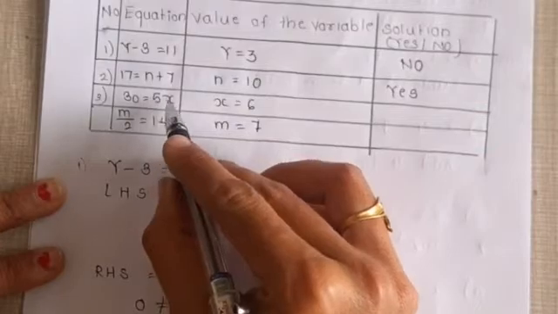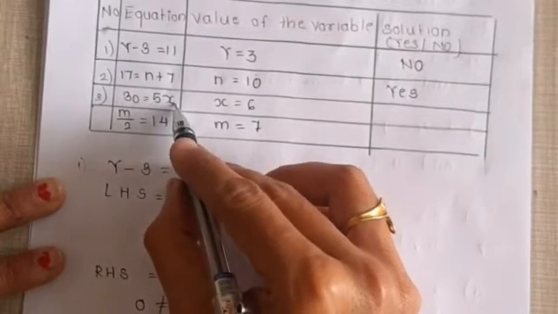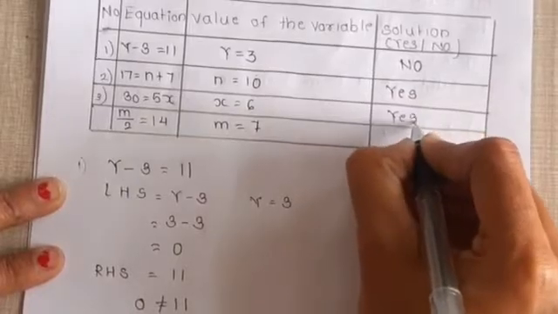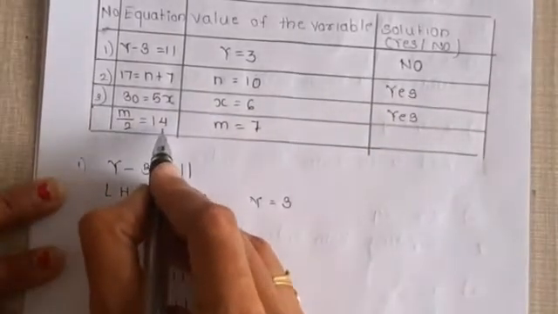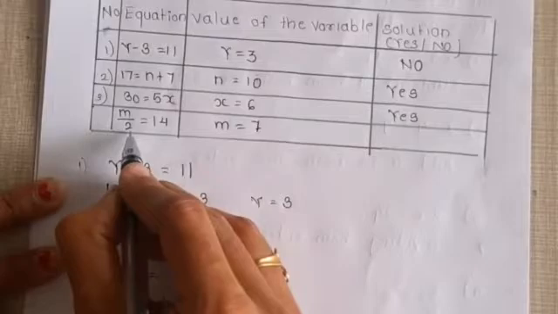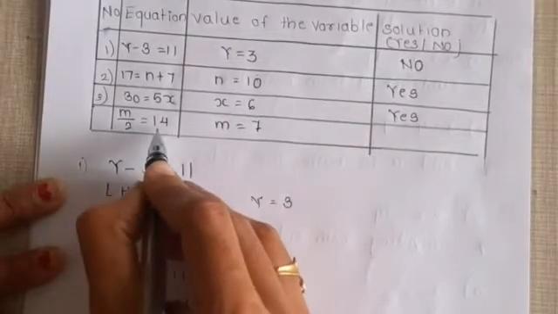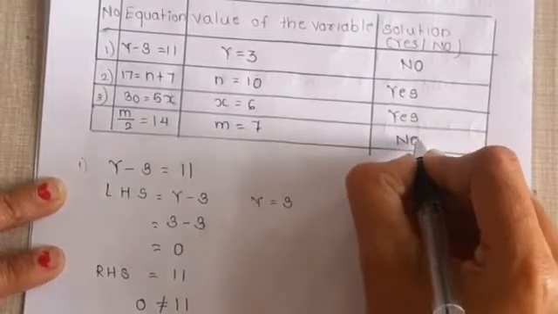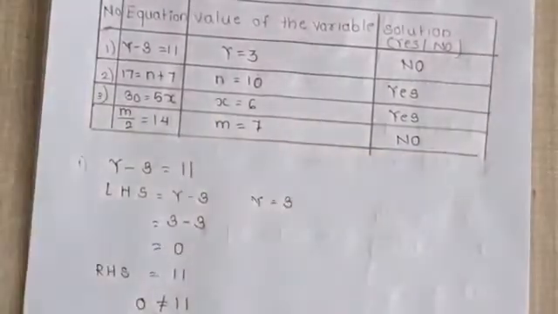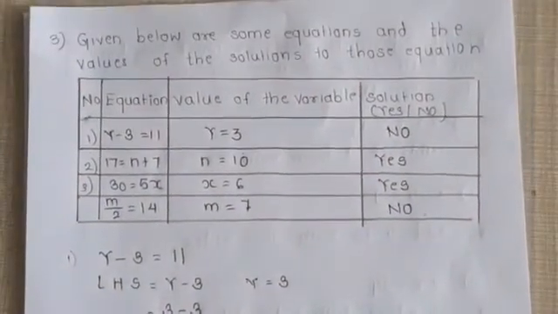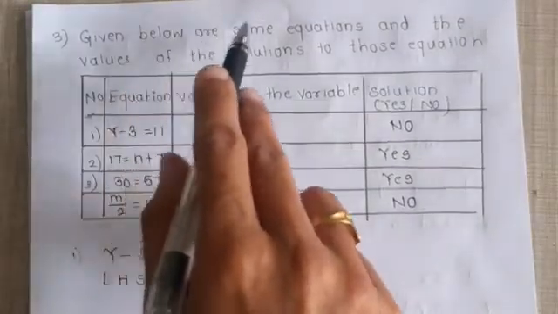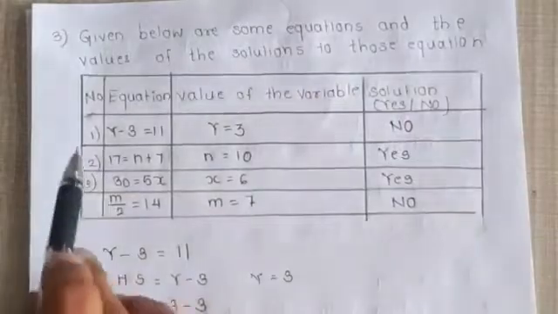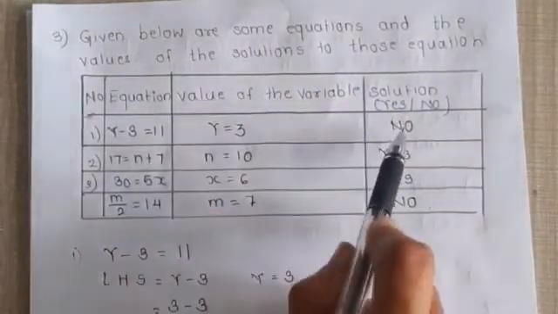Now here 30 is equal to 5x. Now put the value of the variable. 30 is equal to 5 into 6, 30. m by 2 is equal to 14. 7 by 2 is equal to 14? No. In this way we have to say whether the value of the variable that they have given in the table is right or wrong.